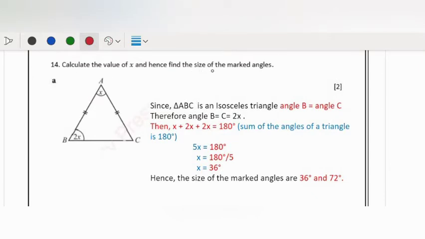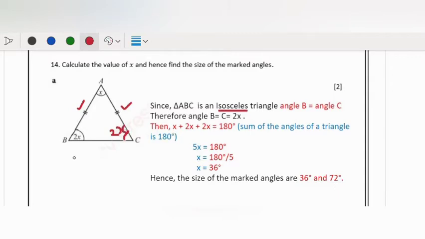Calculate the value of x and hence find the size of the marked angles. So we have to calculate the value of x and then find out the measurement of the angles. We take the triangle ABC now. It is given x and 2x. We can see the two lines marked on two sides of the triangle. These two lines show that this triangle is an isosceles triangle. For an isosceles triangle, the angles opposite the equal sides are equal. If this is 2x, this angle is also 2x.